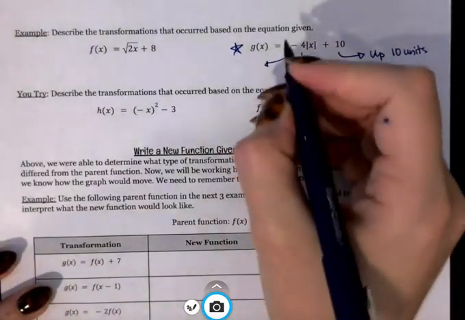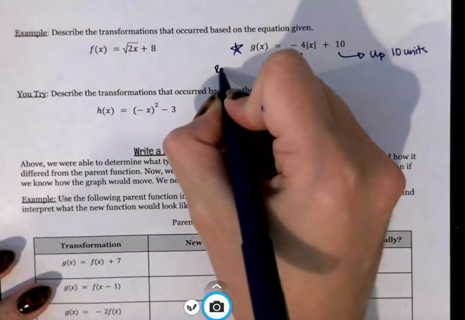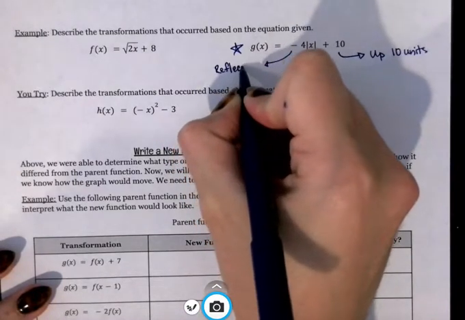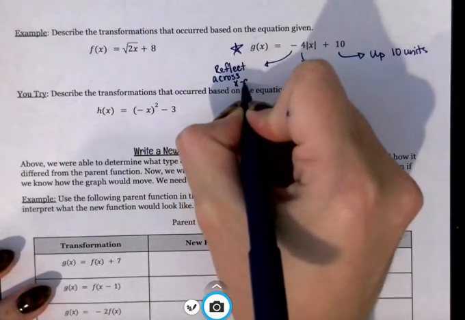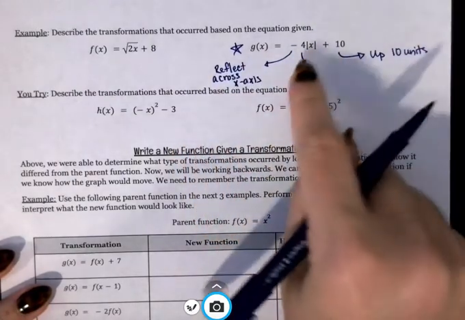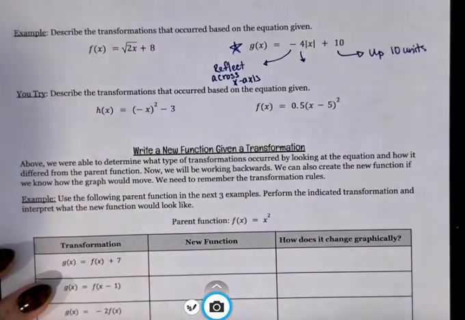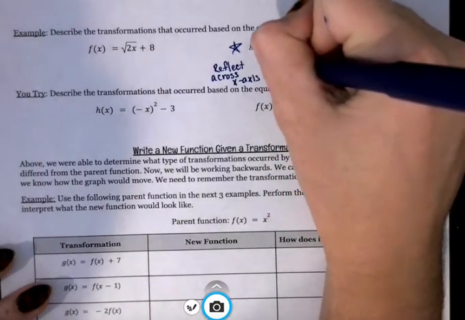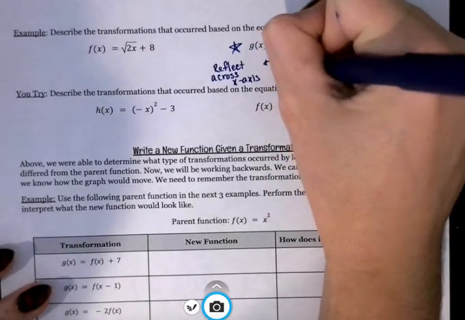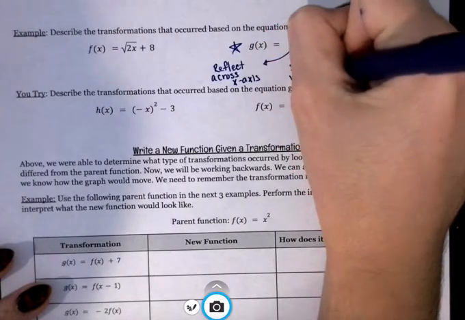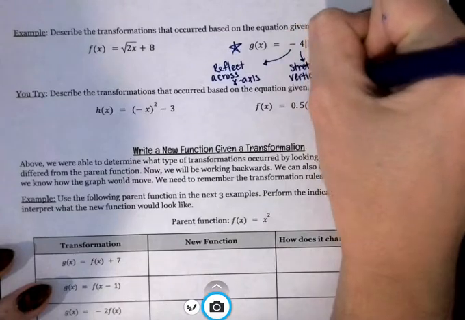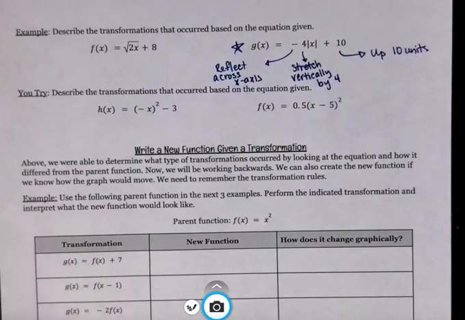So the negative, because it's on the outside, is a reflection across the x-axis. And then our 4 is a whole number bigger than 1, and it's on the outside being multiplied in. So we are stretching vertically by 4. So the 3 transformations for that one.